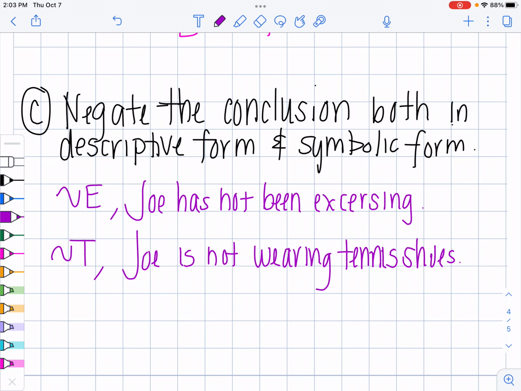So the total opposite of Joe is wearing tennis shoes is Joe is not wearing tennis shoes. You don't want to change up any of the subjects or the topic of the sentence or the statement, because that's not the negation. The negation is literally just the word not. So let me know if you have any questions or it doesn't make any sense, and good luck.